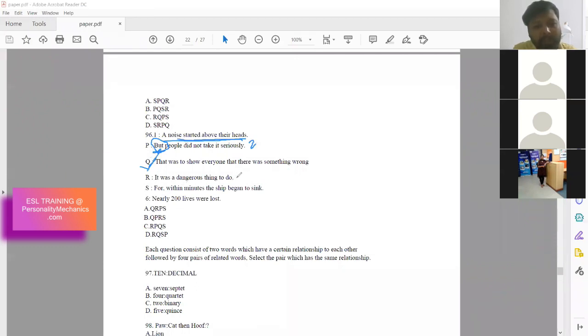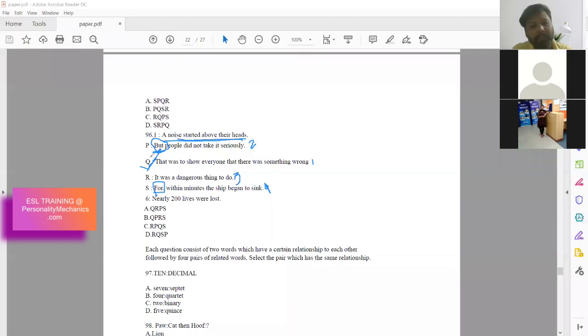It was a dangerous thing to do, for within minutes. Okay, it was a dangerous thing to do. Why was it a dangerous thing to do? For tells me because. The meaning of the word for here is because. Okay, because within minutes the ship began to sink. Nearly 200 lives were lost. So this is going to be the sequence of it. That is Q, P, R, S.